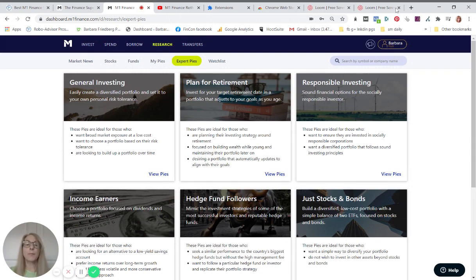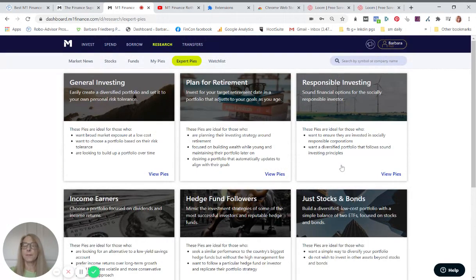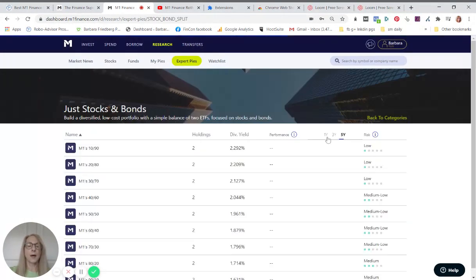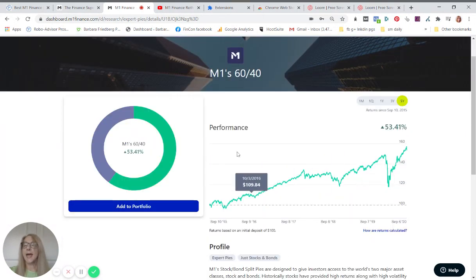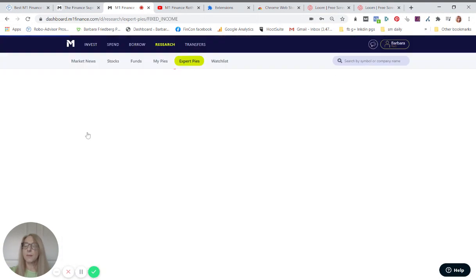And in the expert pies, which are pre-made, M1 Finance offers you so many different strategies. You have the general investing, you have retirement, socially responsible, income earners, hedge fund followers, stocks and bonds, and other strategies. For this experiment, I chose general investing. I chose just stocks and bonds for my 60/40 portion of my investment. And here you can check out returns over the long term too. And I also selected for the other half of my experiment, the income earners.